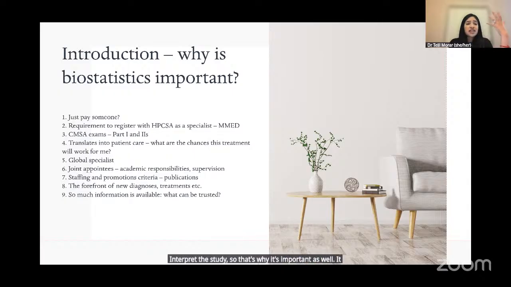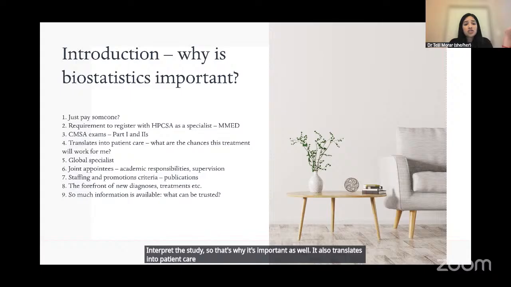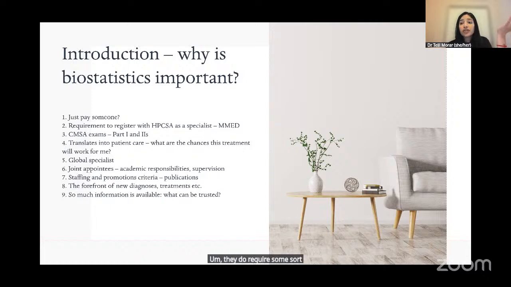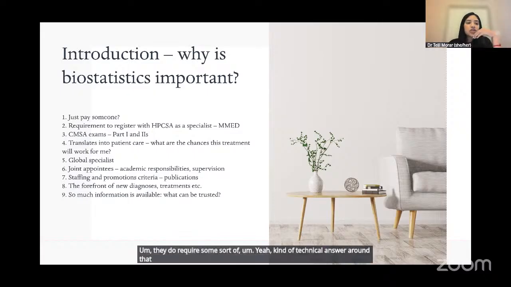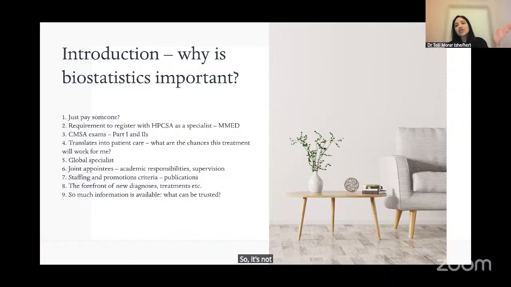It also translates into patient care when a patient asks you, what are the chances this treatment will work for me? They do require some sort of technical answer around that. So biostatistics is not far removed from patient care. It's a big part of how we explain things to our patients.